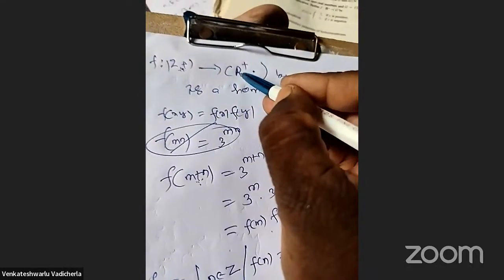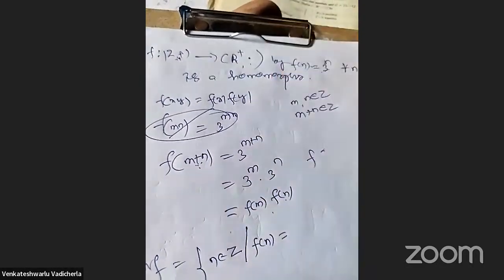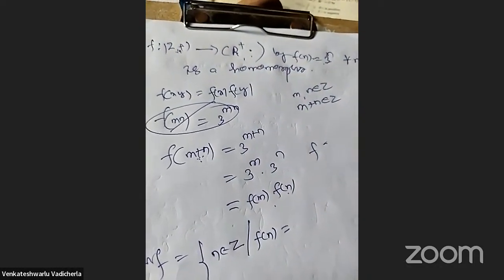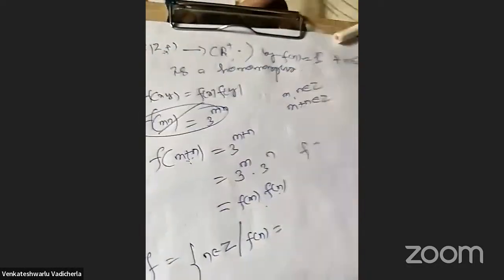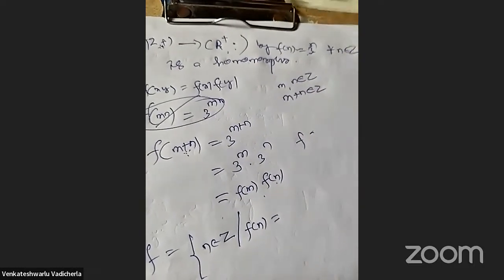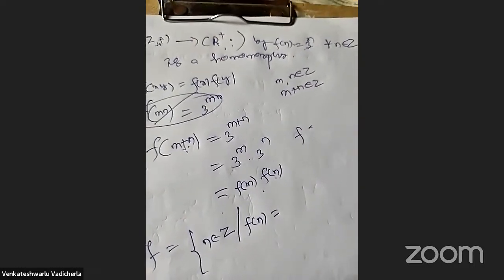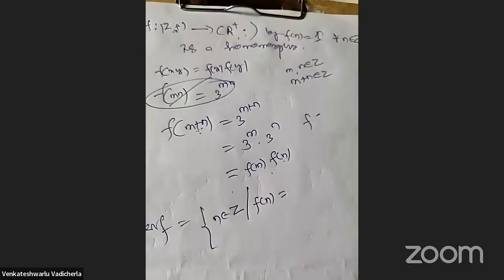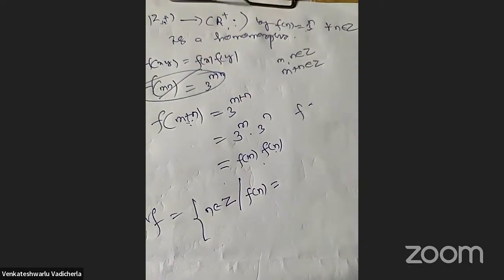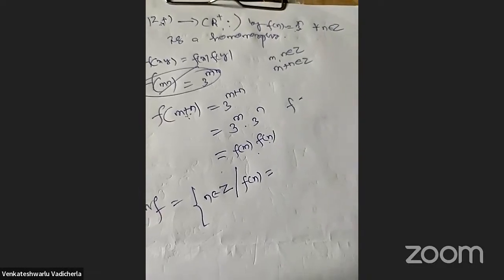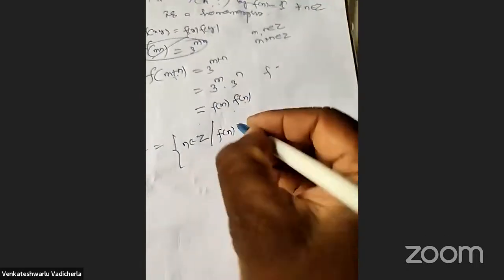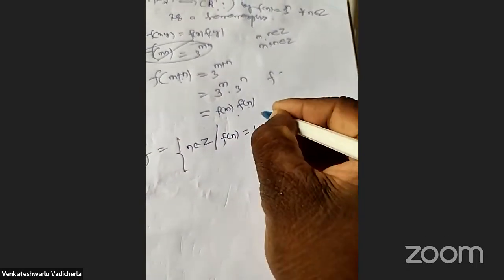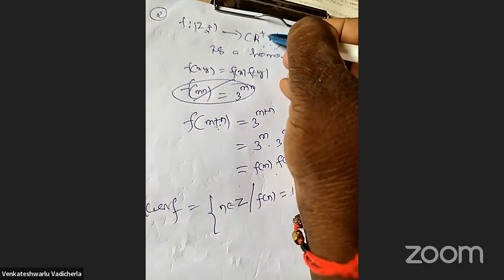The identity element of the codomain: with respect to addition the identity element is 0, but here it is multiplication, so the multiplicative identity will be taken as 1. So the identity element is 1. Look here, f of n is equal to the identity element, which is 1. The identity element is 1, multiplying with identity 1.